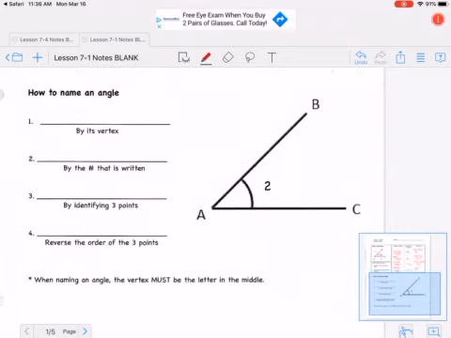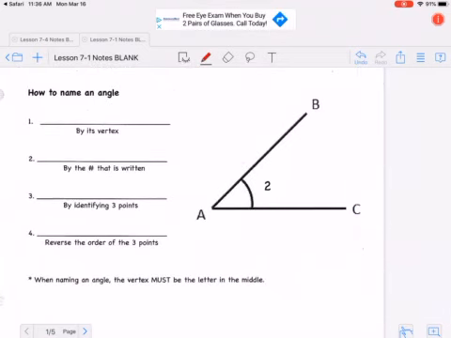So if we're looking at this angle here, okay, we would want this to have arrows on our ends. Okay, so it says, number one, you want to name it by its vertex. Remember, the vertex is where two rays come together. So we would label this as angle A. So that is the first way that we can name it. Okay, the second way is by the number that is written. So as you can see, the number that's written inside of there is 2. So we would label this as angle 2.